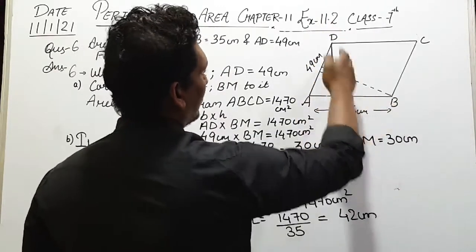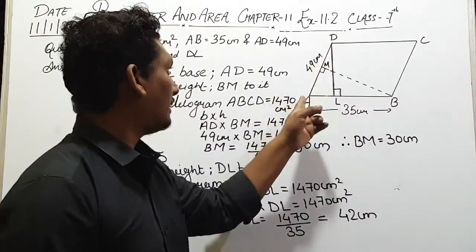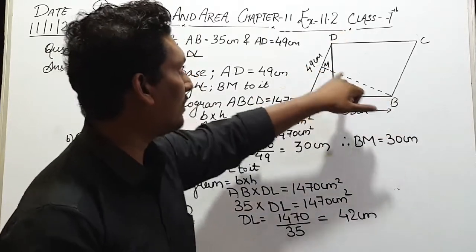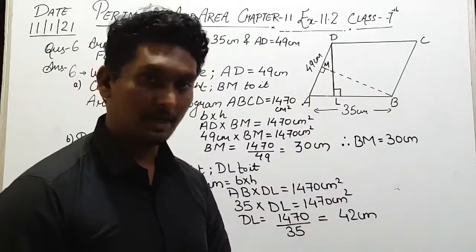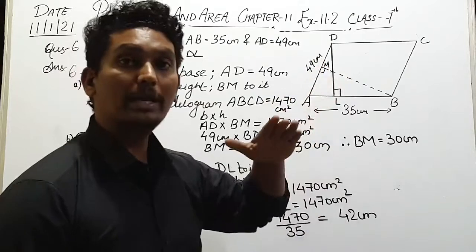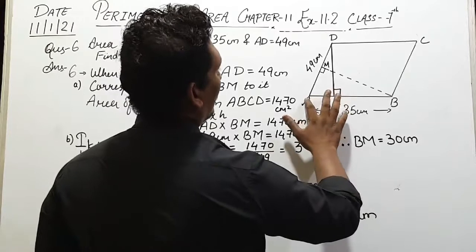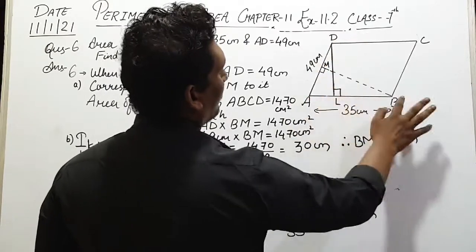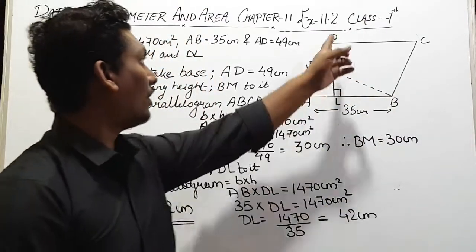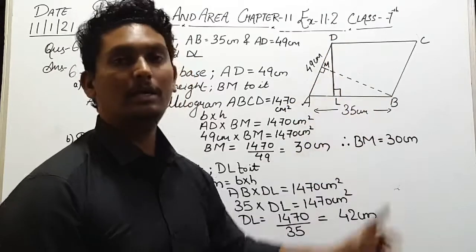For this base, this is the height, and next part is AD is the base, and for this base corresponding height is BM. So for AD as a base, corresponding height is BM, and for AB as a base, DL is the corresponding height. For AD, BM is the height, and for AB, DL is the height.